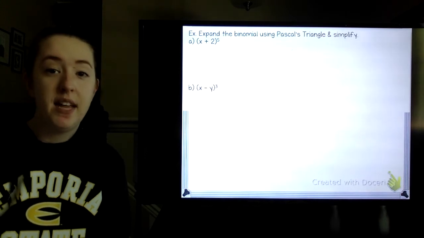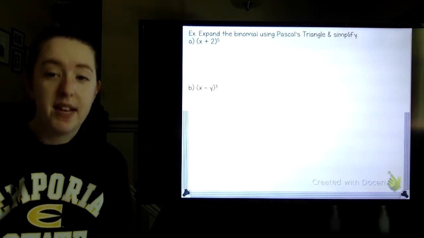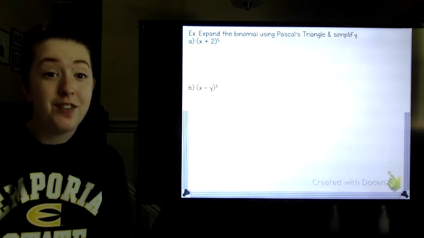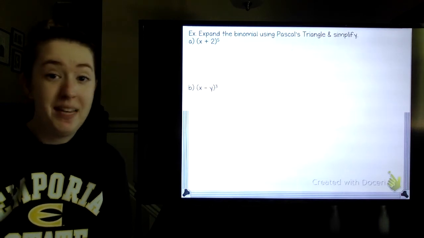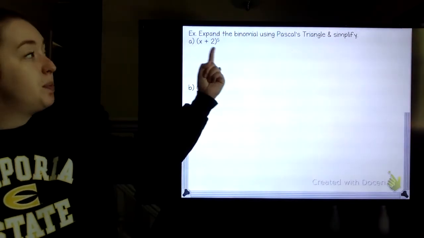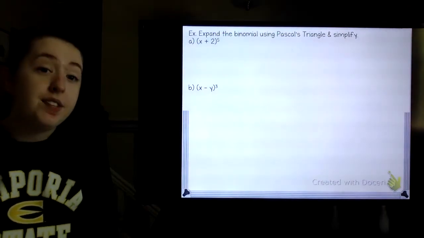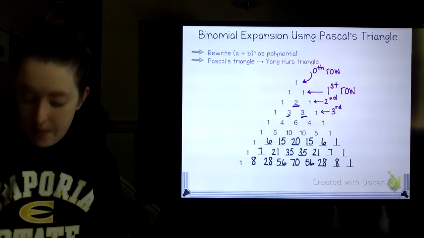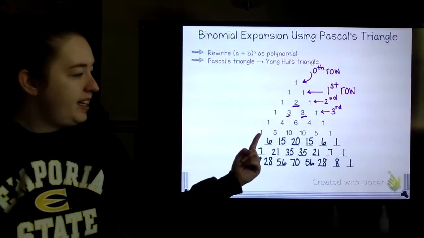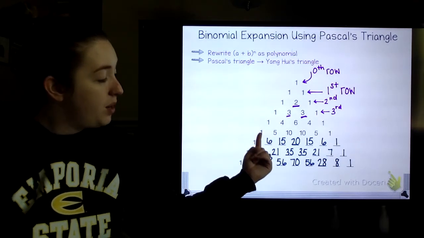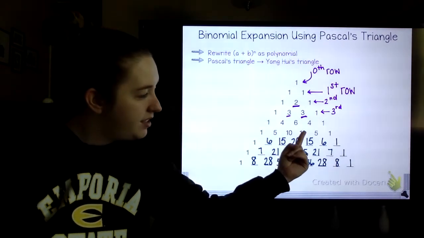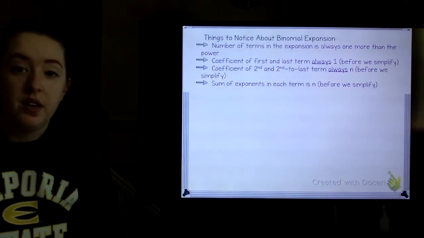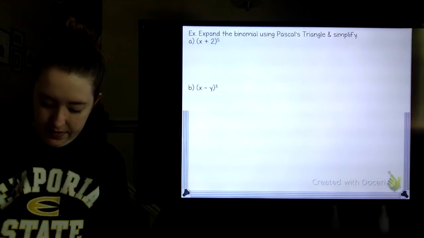Okay, so let's try this one. We want to expand the binomial using Pascal's triangle and then simplify. The first thing I want to do is identify which line I'm supposed to be on. Since I have x plus 2 to the 5th, I'm going to go to the 5th line of Pascal's triangle. So remember, the 5th line is right here: 1, 5, 10, 10, 5, 1.